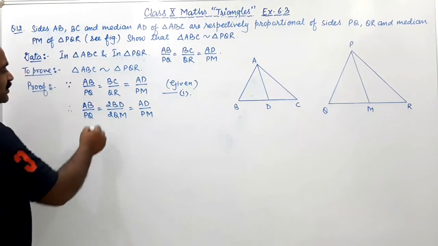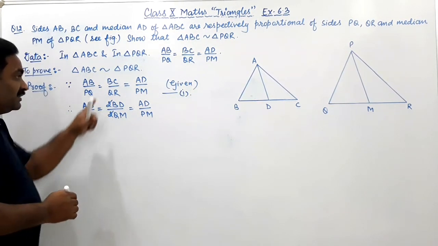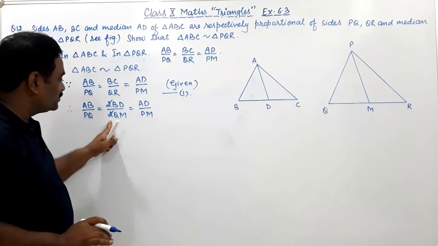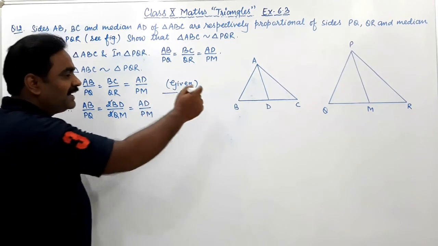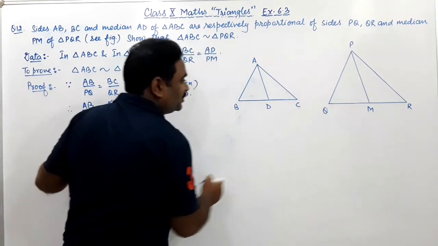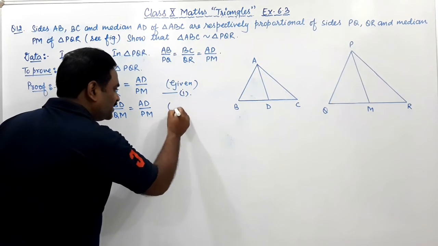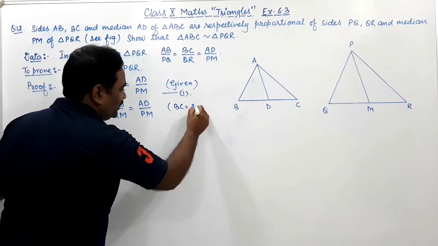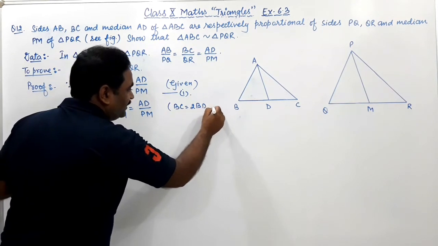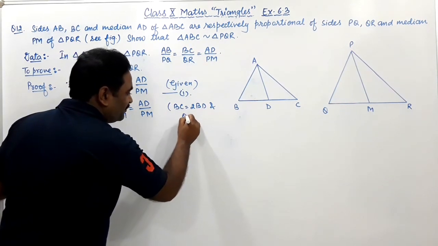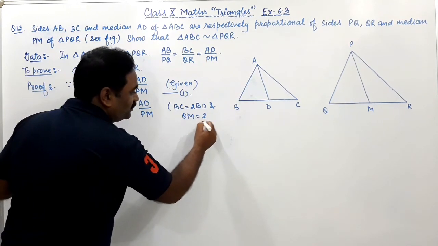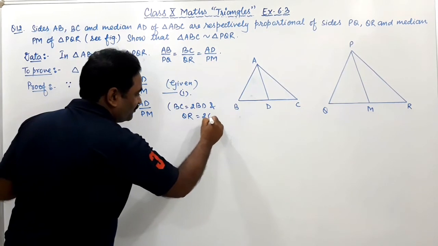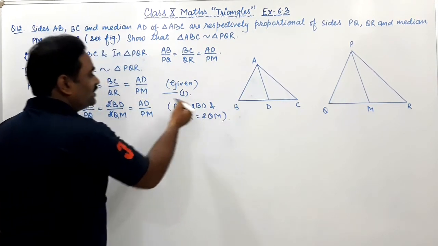Okay. Now this 2 is cancelled. This BC equals 2BD, how did we write it, is that clear? And this QR equals 2QM, how did we write it, is that also clear? As D is the midpoint of BC and M is the midpoint of QR, you need to write BC equals 2BD and QR equals 2QM. Okay, the reason is also given.